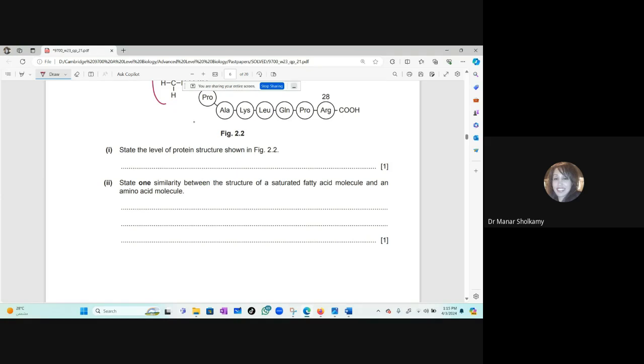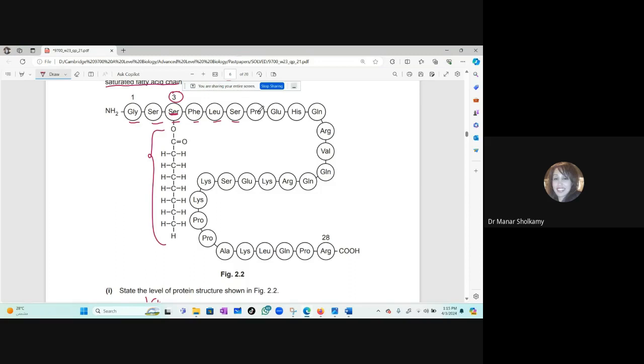State one similarity between the structure of a saturated fatty acid molecule and an amino acid molecule. Okay, this is biological molecules. This is the fatty acid molecule, a chain of hydrocarbons with a carboxylic acid group on one end and a CH3 group on the other end, a methyl group. These are the two functional groups.